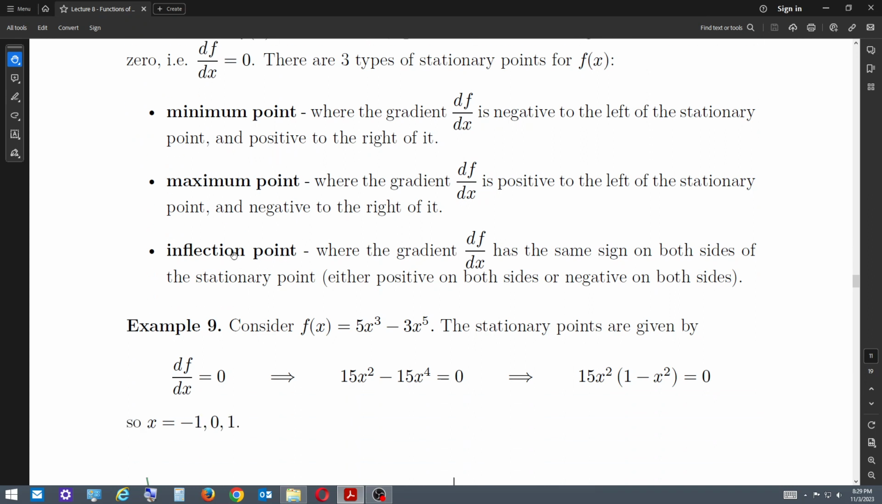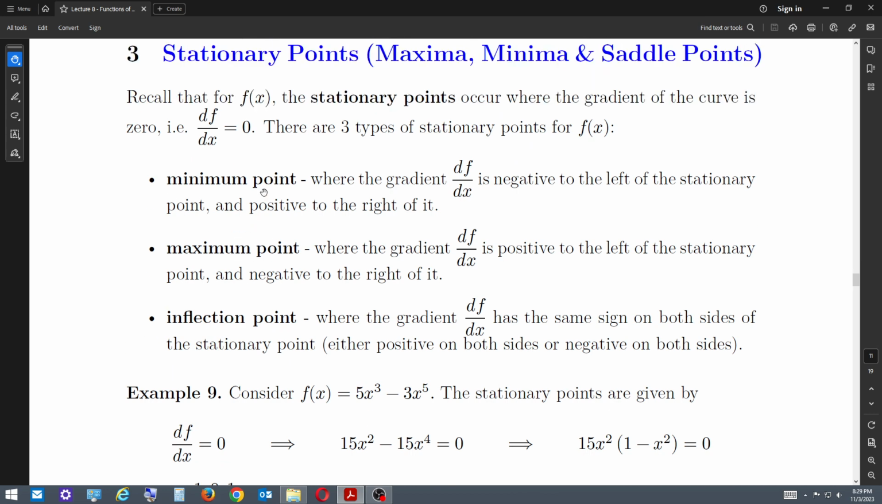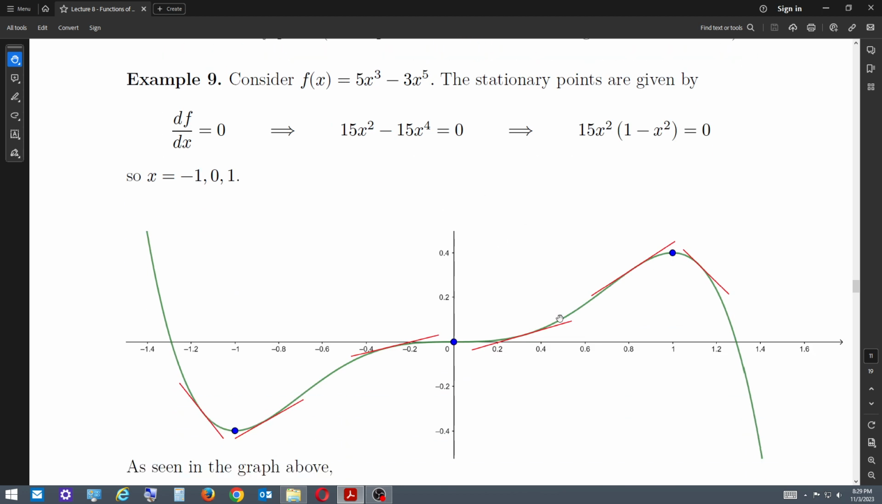And there are three types of stationary points for a function of a single variable. They are minimum points, maximum points, and inflection points. So this here is just an example of that. I am not going to go into too much detail. But here on the left, we have a minimum point. The point in the center is an inflection point, and the point on the right is a maximum point.